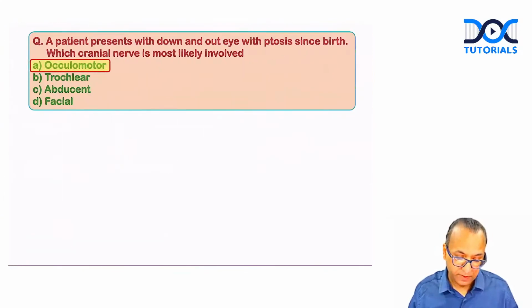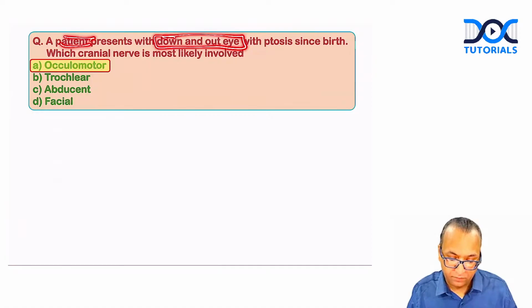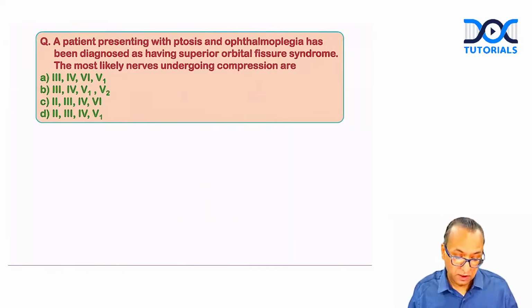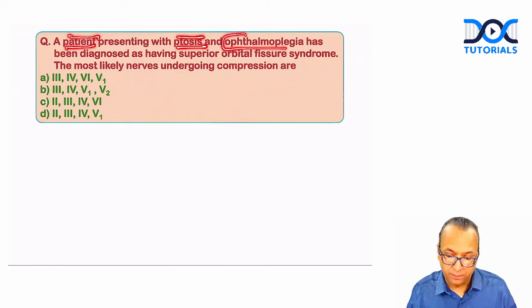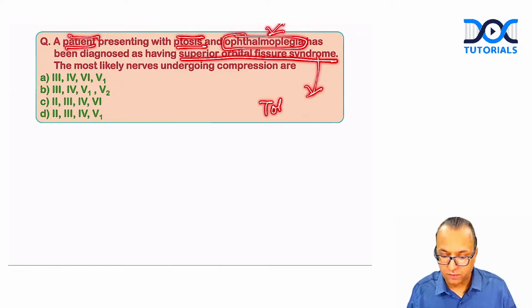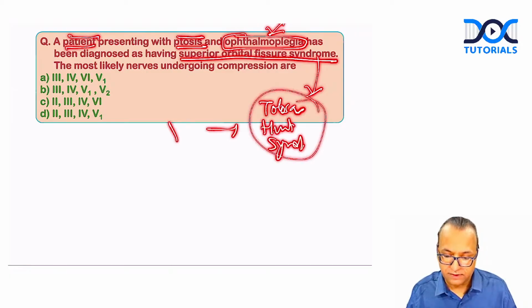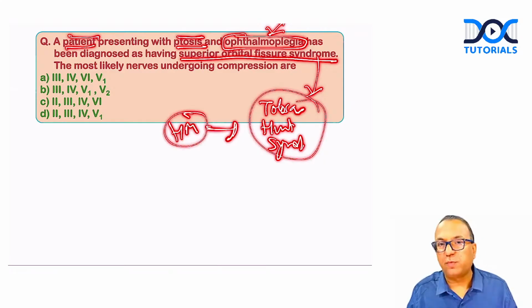Not going into much detail, but if the patient is presenting with down and out eye with ptosis since birth, maybe since birth there was a problem with the third nerve, and that is our answer. Now, if the patient is presenting with ptosis and ophthalmoplegia, I just mentioned that superior orbital fissure can present like that. So superior orbital fissure syndrome, which can be Tolosa-Hunt syndrome. It used to be a question. See, all these questions are repeat questions. You will find this in Harrison's medicine. Tolosa-Hunt syndrome is granulation tissue in the superior orbital fissure encroaching upon the cavernous sinus and can present the same way.